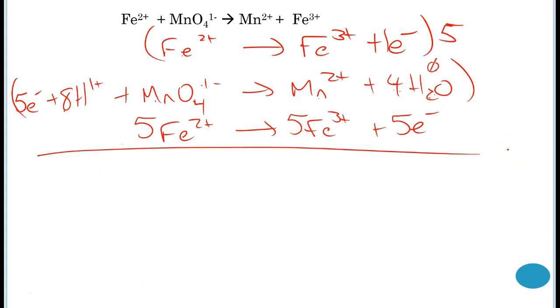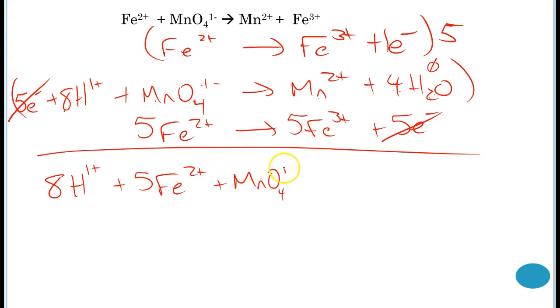Seventh step is to add the reactions back together and cancel out anything that is a duplicate. The electrons are necessarily and required to be duplicates, so they go away. So rewriting it, I have 8 H+, 5 Fe 2+, MnO4 1- goes to 5 Fe 3+, Mn 2+, and 4 waters. Okay, it doesn't matter the order you write them in, as long as they're on the correct side of the arrow.